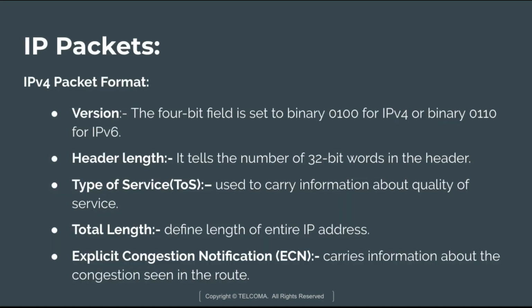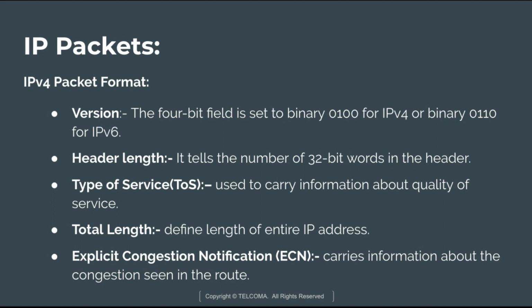Starting with the very first, let's discuss the version. This is a 4-bit field and it is set to binary 0100 for an IPv4 packet and binary 0110 for an IPv6 packet. It means if this packet belongs to IPv4, then this version field will contain binary 0100, and if this packet is IPv6, then this version field will contain binary 0110.